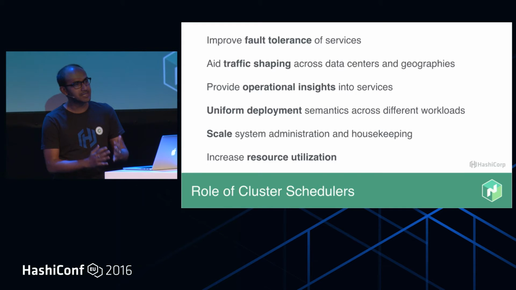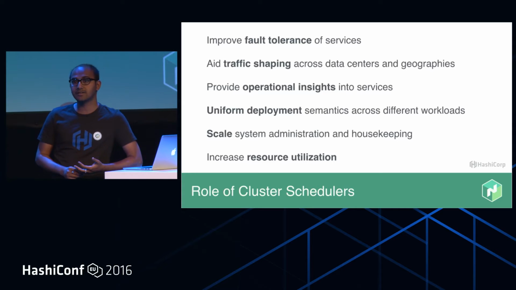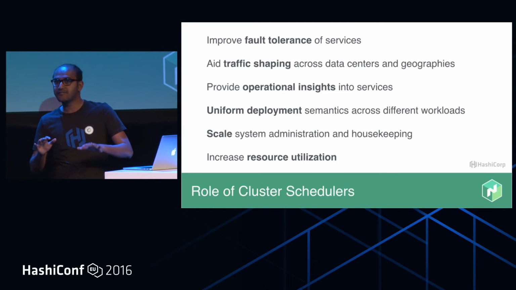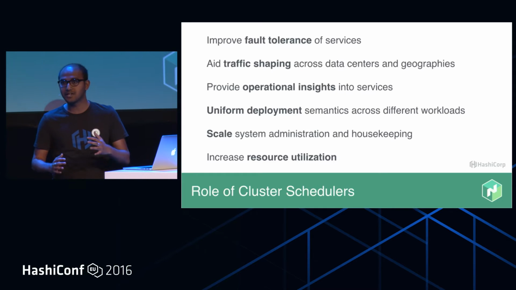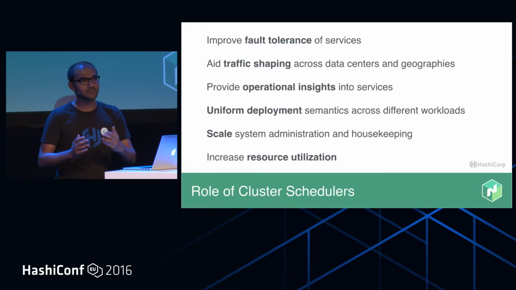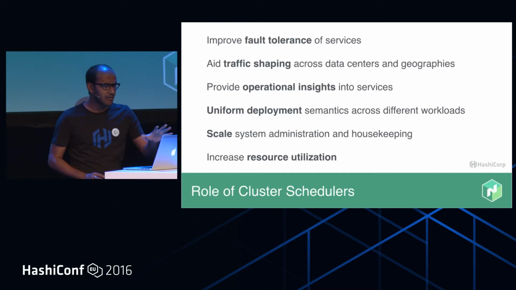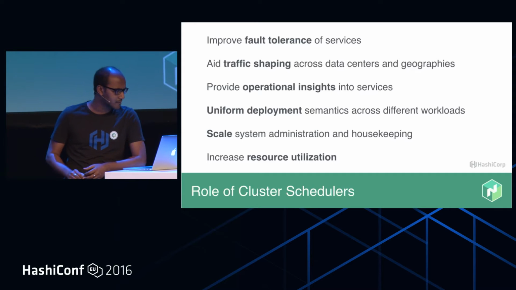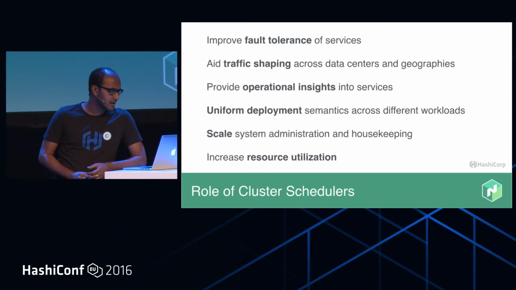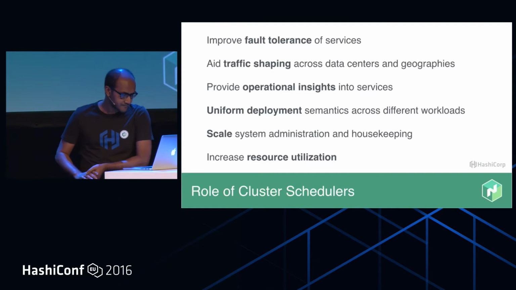For developers, the theme is how do you reduce availability concerns in your applications? How do you deploy your applications faster? So there are two different use cases, or two different kinds of personas, when it comes to schedulers. One is the developer and the other is the operator. So we will see how each of these things, for example fault tolerance, traffic shaping, and resource utilization, what do they mean for these two different personas?